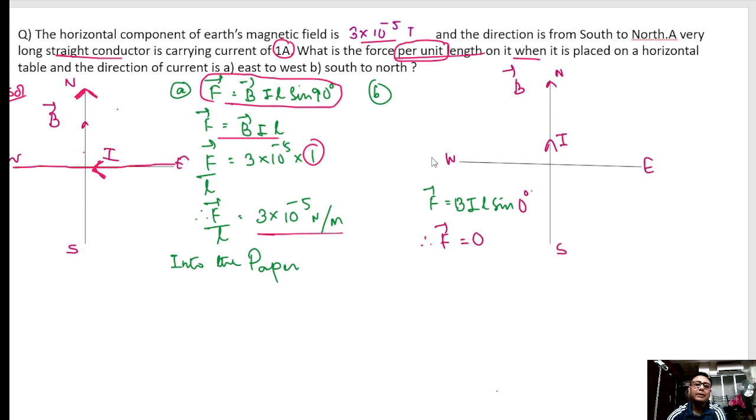Now they are telling us, if the current direction is reversed, if the current is flowing from south to north now, and we know this current is acting along B, that means the angle is 0 degrees. So F is BIL sine 0. So the force acting on the conductor will be 0. Zero force will act on the conductor.